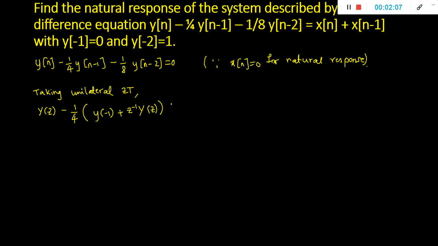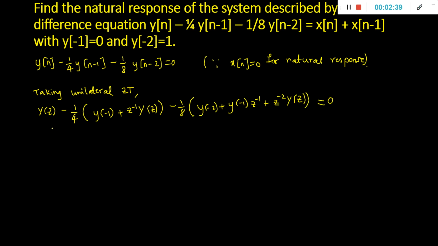Let's do it for the third term as well. Minus 1/8 is a constant, into the unilateral z transform of y(n-2), which is y(-2) + y(-1) z^-1 + z^-2 Y(z). Now this is what we have for this term. Now this should be equal to 0.